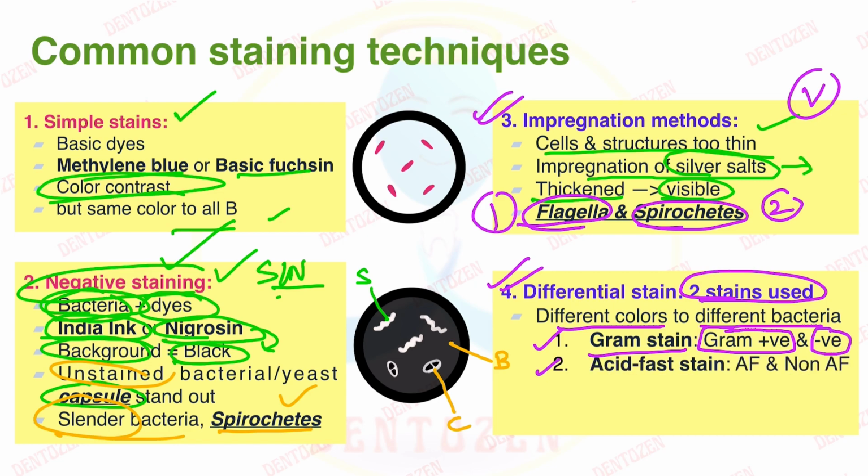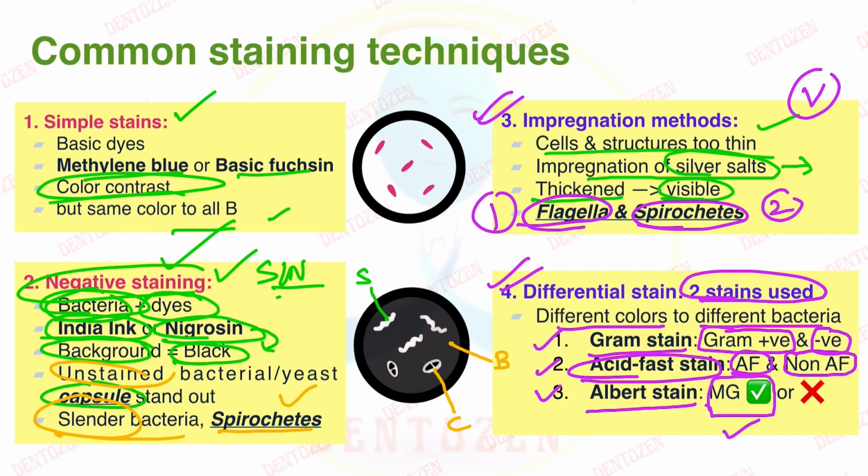Second is acid fast staining, where bacteria is divided as acid fast or non-acid fast, again based on the color they take up. And third is Albert stain, where the bacteria are divided as the ones which contain metachromatic granules or which do not contain. So these three are examples of differential staining. Let's talk about them one by one.